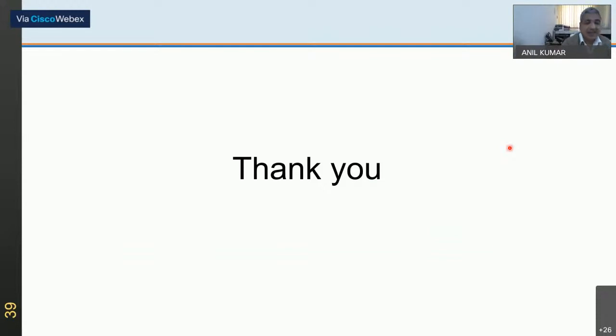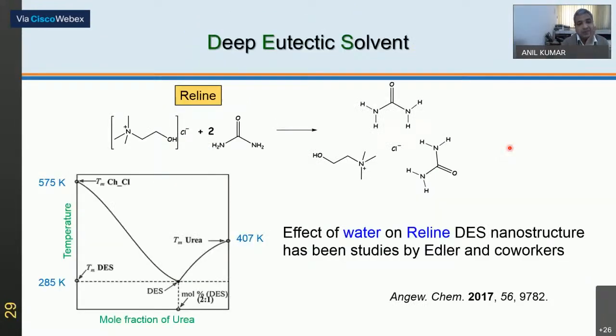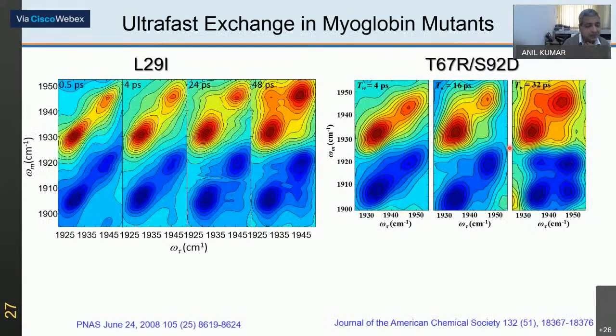Professor Syan Bagchi has nicely explained the basic difference between steady state and 2D IR spectroscopy, and has explained beautifully the dynamics of the structural and conformational changes which might be taking place due to interactions, specifically hydrogen bonding interactions. One quick question, Professor Bagchi, can I put it here?